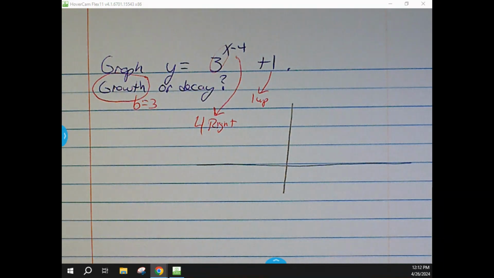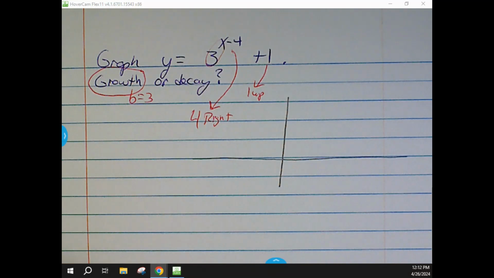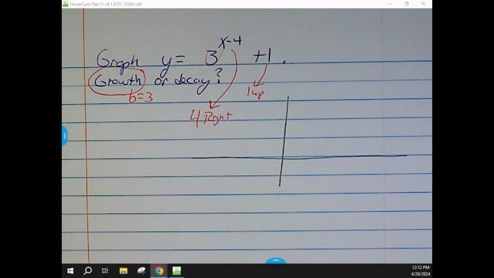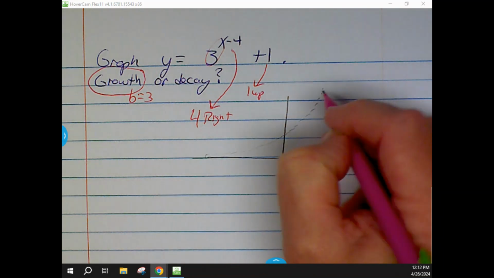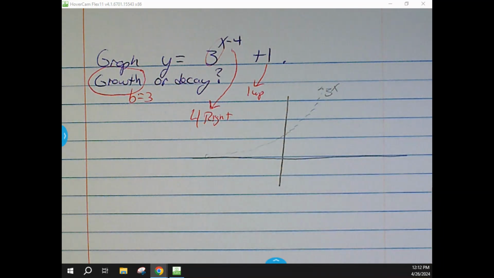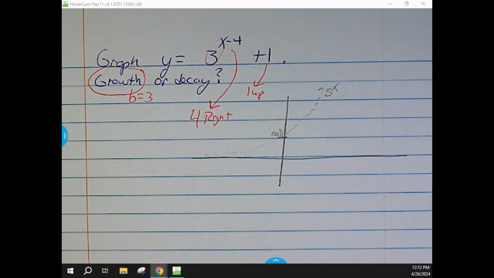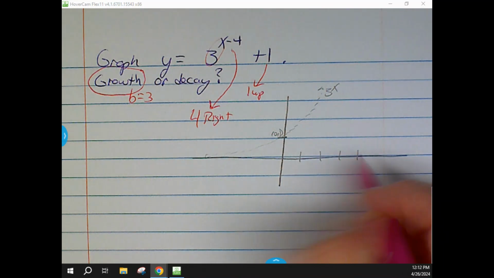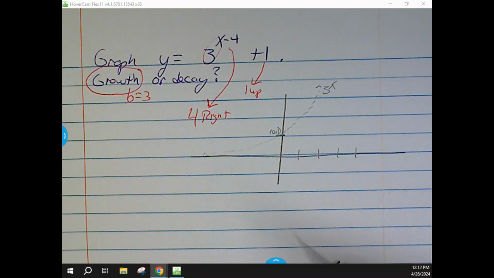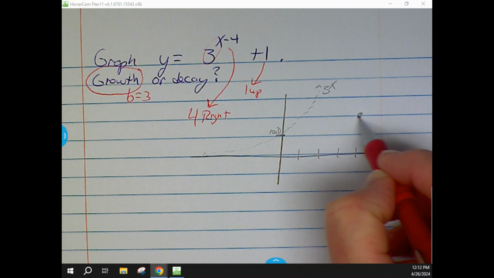Now here's the big difference when you're graphing these. We almost always were starting back at 0, 0. But if we were graphing just 3 to the x power without any of the other stuff, it would cross over at 0, 1. So we're going to move everything from here: 1, 2, 3, 4 spaces to the right, and 1 space up, and put it right there.